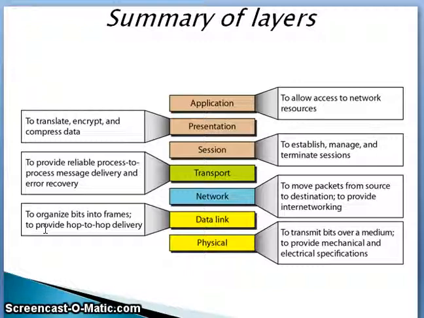The network layer moves packets from source to destination to provide inter-networking. The data link layer organizes bits into frames to provide hop-to-hop delivery. The physical layer transmits bits over a medium to provide mechanical and electrical specification. I hope the learning objective is achieved through the ISO OSI model.